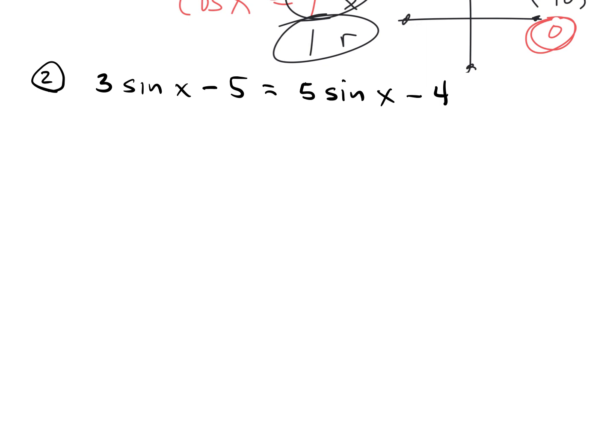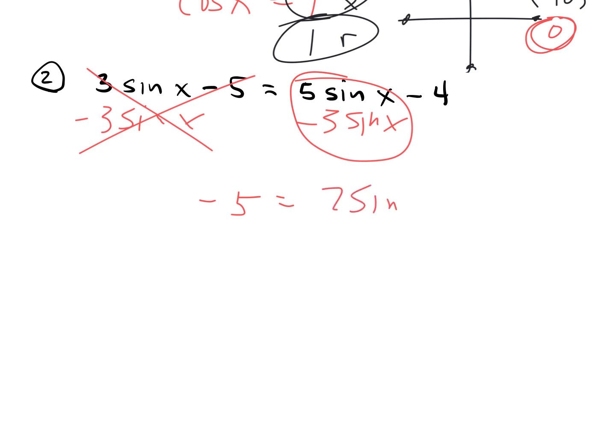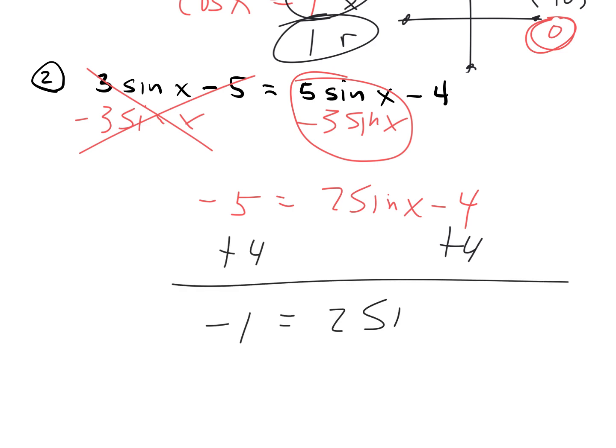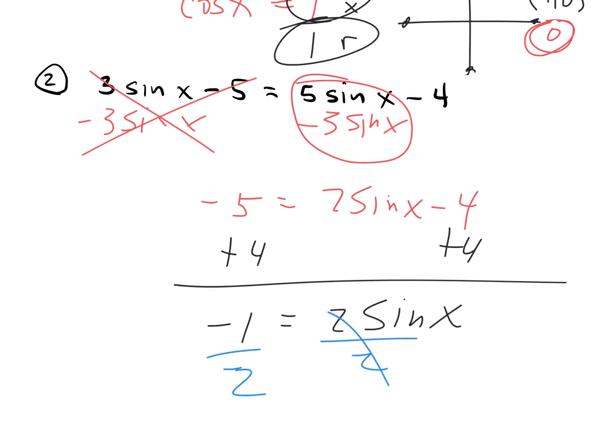Okay. How did you start? Jack, how did you start? Subtracting the 3 sine. I agree. And that cancels that. Not all of it. The negative 5 comes down. And then that is 2 sine x. Jack, what's next? Add 4. Negative 1 equals 2 sine x. Now what? Divide by 2. And now that's negative a half.